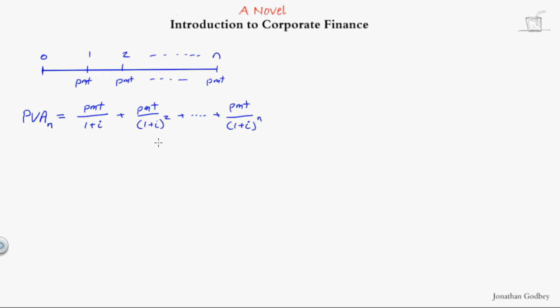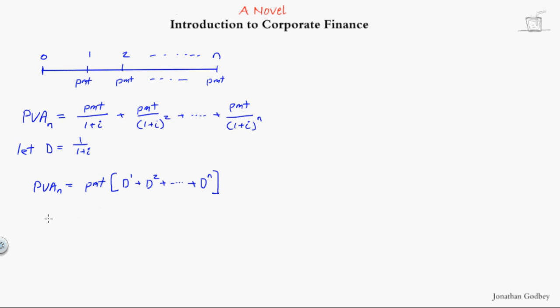Can I do something a little shorter here? Can I save myself some time? The answer is yes, and here's how I do it. Let's let D equal 1 over 1 plus I. The reason I do that is it's going to make things easier to write. So the present value of an annuity with n years is going to be equal to the payment, and I can factor the payment out, times D to the first plus D squared plus dot dot dot, all the way up to D to the n power.